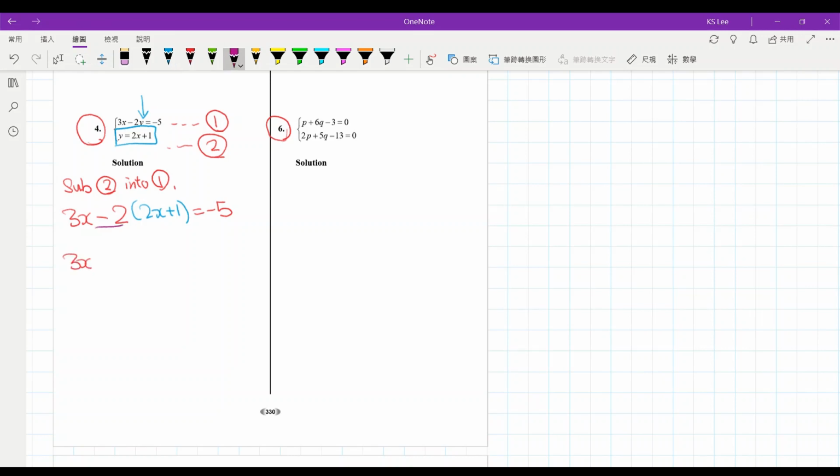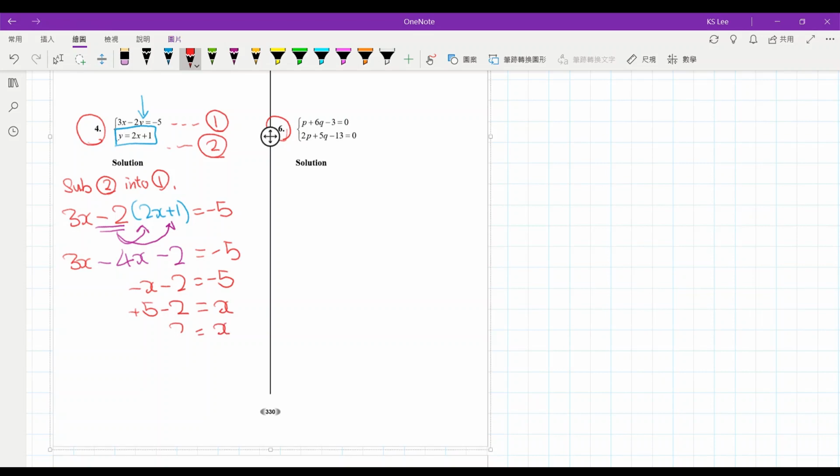Remember, when we expand our brackets, we need to do it step by step. Negative 2 times 2x becomes negative 4x. And negative 2 times positive 1 will be negative 2. And we have x equals 3.